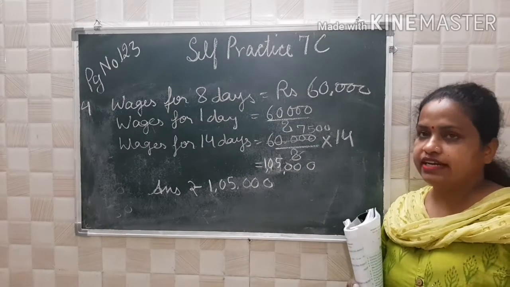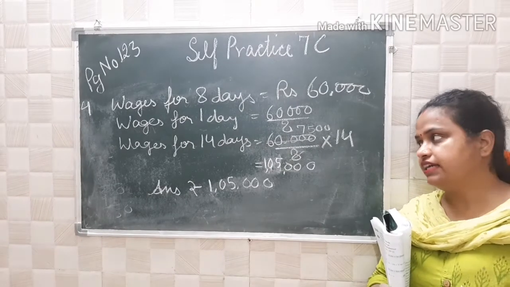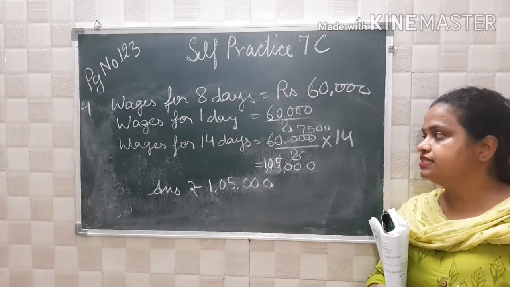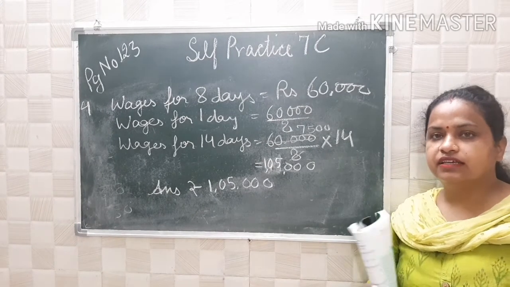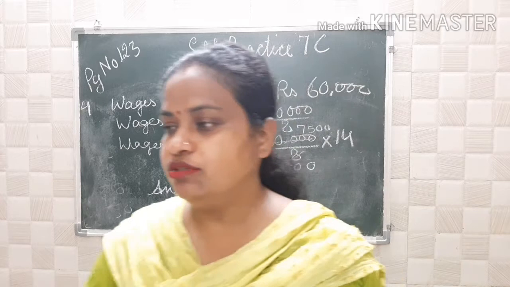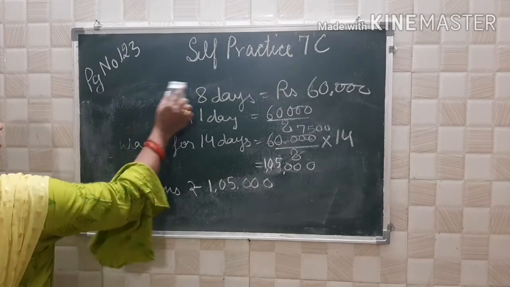So wages for 8 days is rupees 60,000. Wages for 1 day is 60,000 by 8, and wages for 14 days is 60,000 by 8 into 14. Okay, clear to you? Now come to question number 5. What is there in question number 5? Let's see.